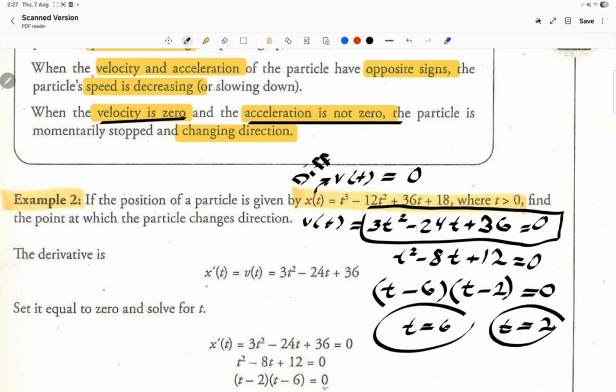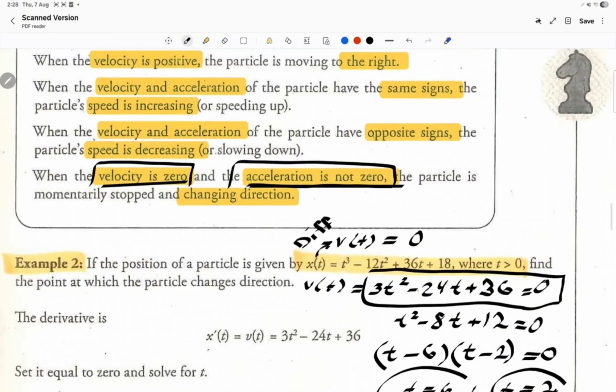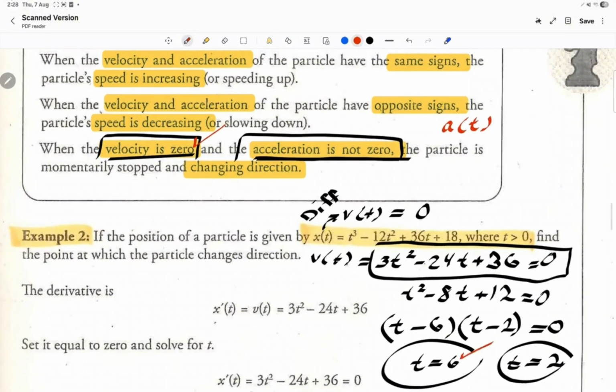Now, we found the times when the velocity is 0. But the question is, will the acceleration be not 0 at those times? So how do we know now? We find the acceleration equation, we plug in those times, and we see if the acceleration is going to be 0 or not. Do you get it? Right now we satisfied the first part. The velocity is 0 at those 2 times. But the question is, is the acceleration not 0? So we're going to find the acceleration, we're going to plug in those times, and we're going to find out if it's true or not.